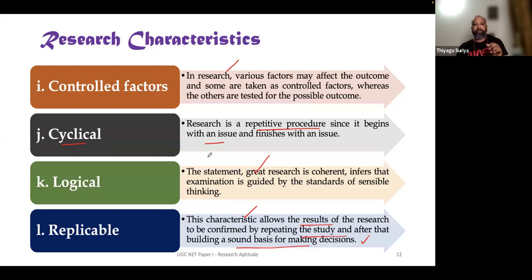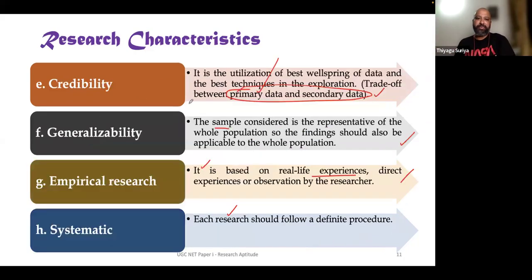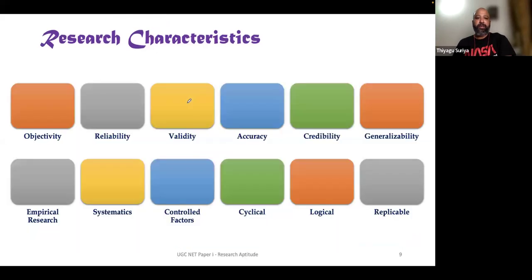So these are the research characteristics. Hope you are getting these different research characteristics. Sometimes they ask this question: which are the research characteristics? Objectivity, reliability, validity, accuracy, credibility, generalizability, empirical research, systematic, control factors. And I'm asking which characteristic may be part of this. I'm just asking some questions from here. You can give the answer.